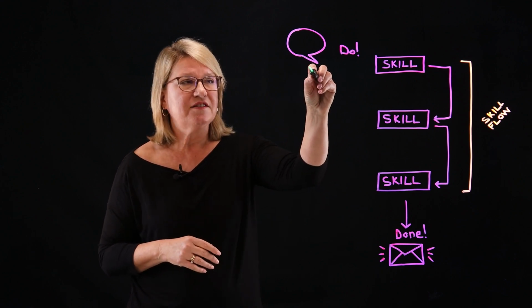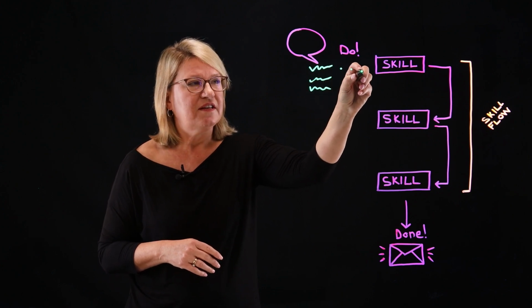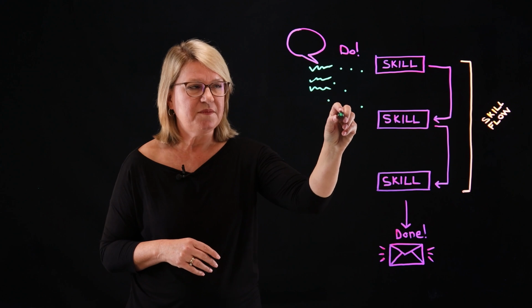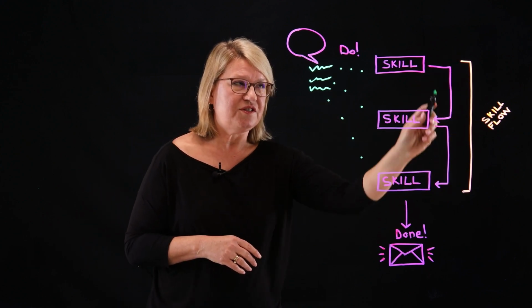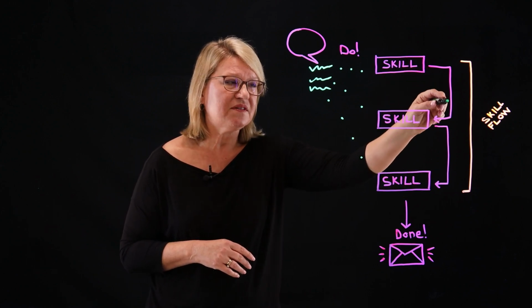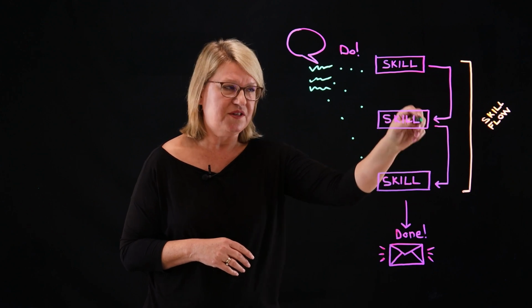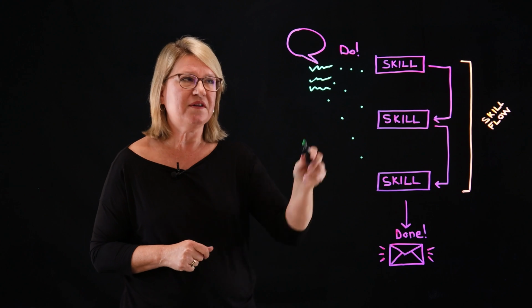So we interact with these skills through natural language to orchestrate the work to be done. And we can also define skill flows, which stitch the skills together in a predefined way, with outputs feeding in as inputs into the next skills in the flow. So now you see how you can orchestrate your work to get from do to done.